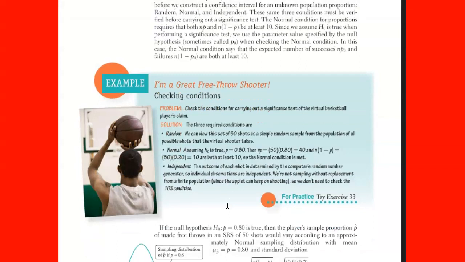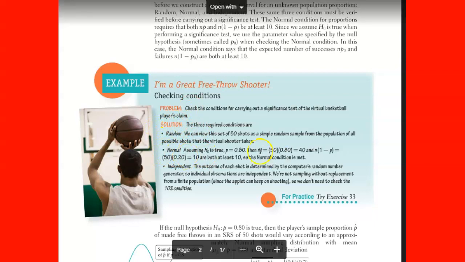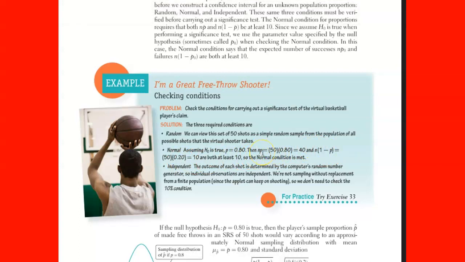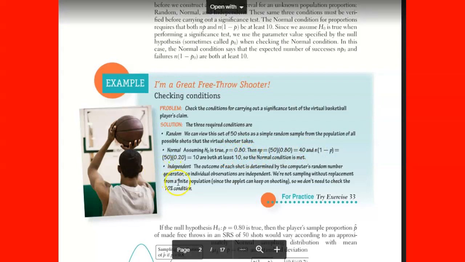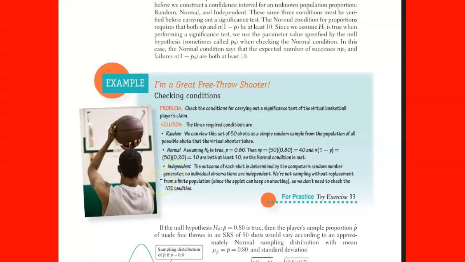Okay, so the first thing we have to do is check our conditions. And you know what they're going to be. They haven't changed. They're going to be the same as they've been before. Randomness, it says SRS. Normality, n times p and n times 1 minus p, both being bigger than 10. Notice it's n times p, not n times p hat. Those have to both be bigger than 10. Independence. This one's a little bit goofy because they were talking about a computer generator shooting free throws. This would be the 10% condition. Well, guess what? 50 free throws is less than or equal to 10% of the infinite number of free throws that could be taken.